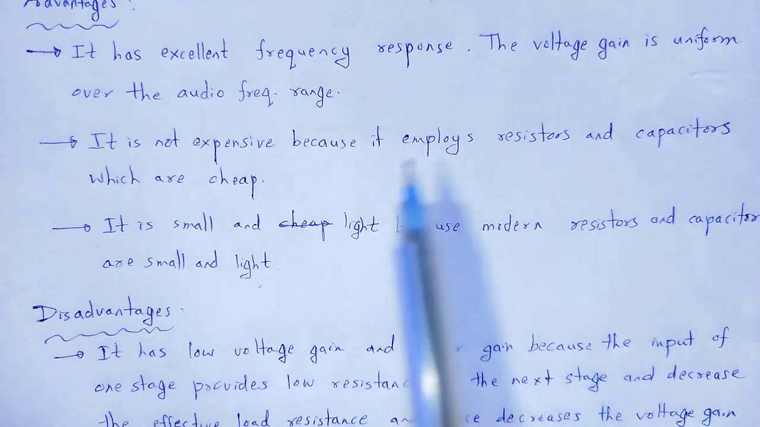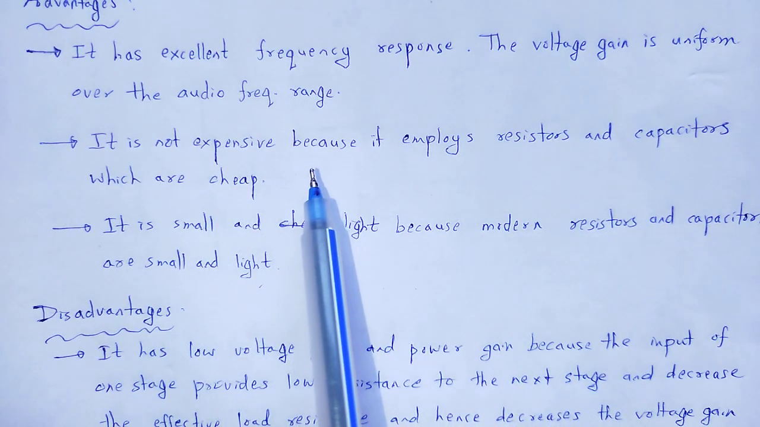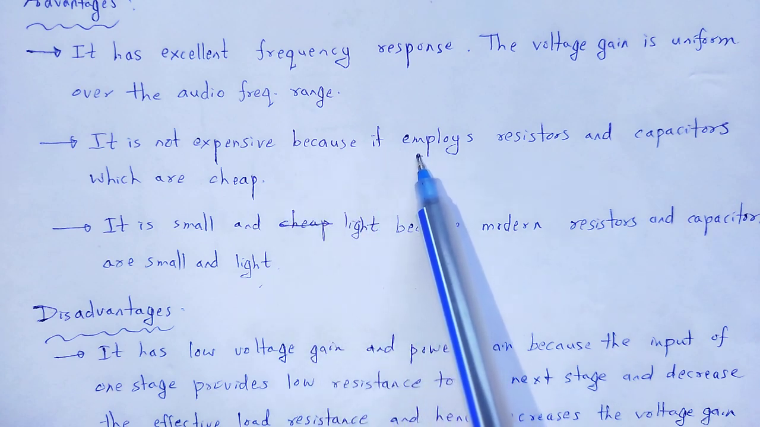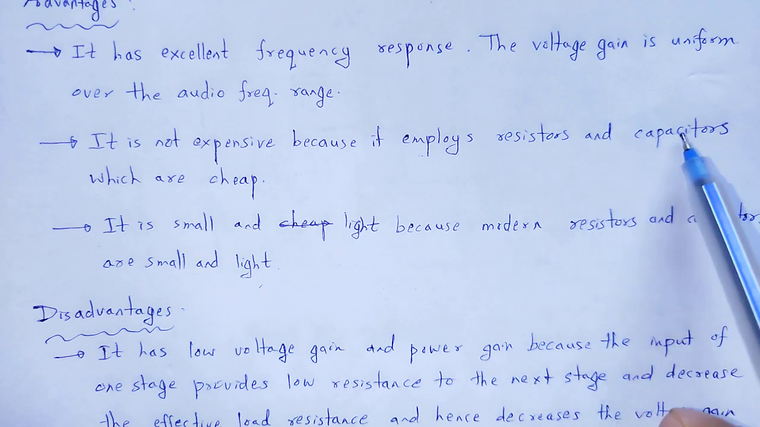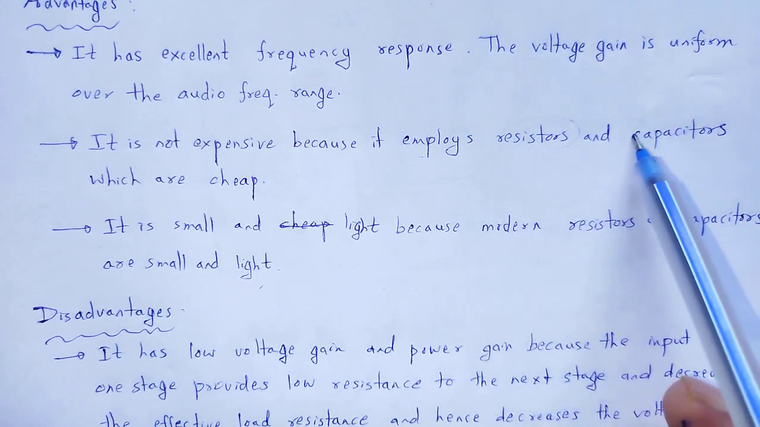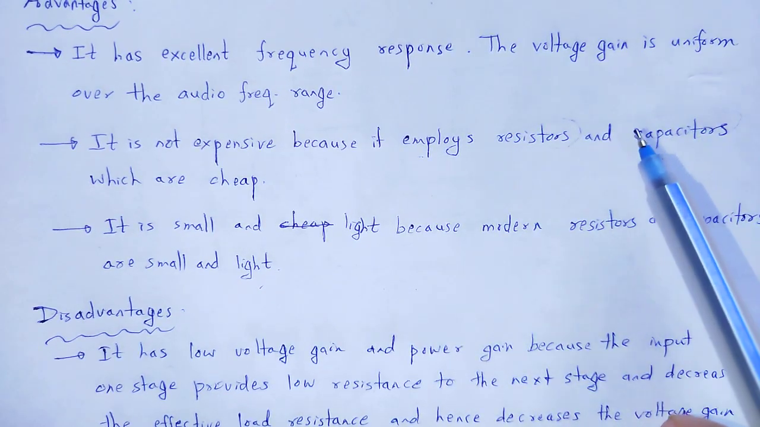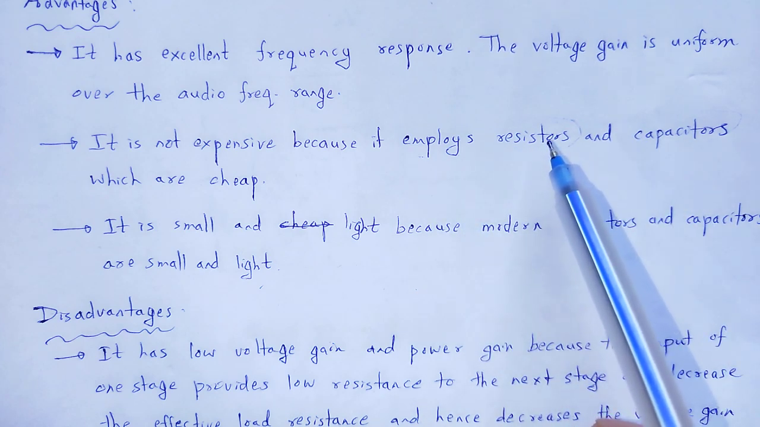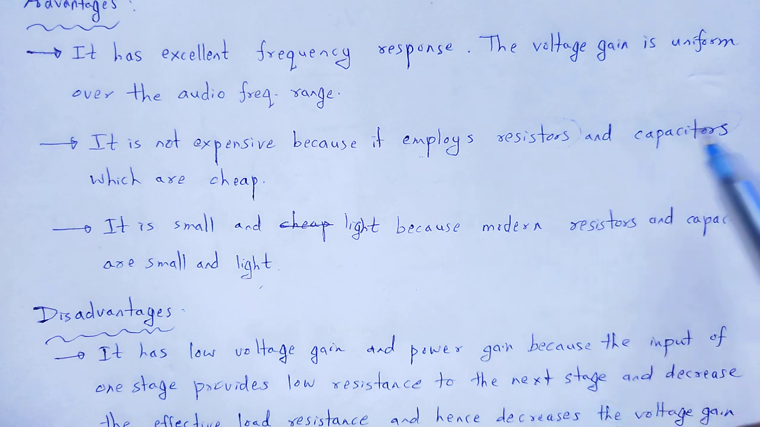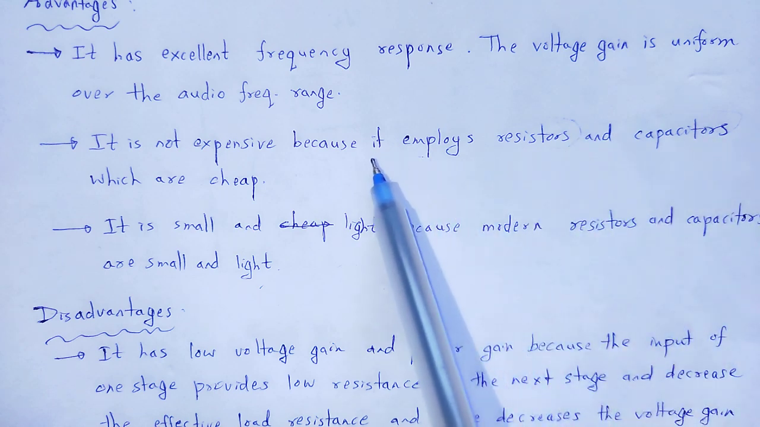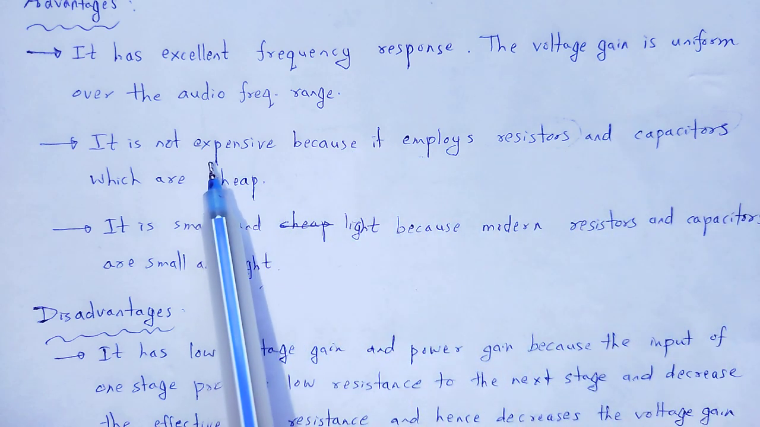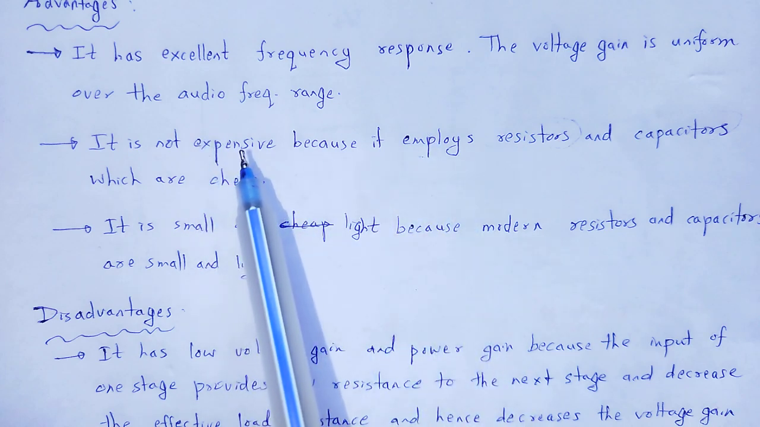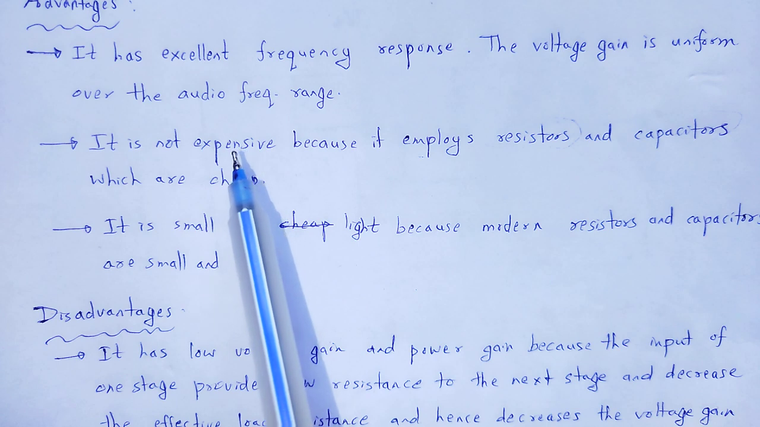Next advantage, it is not expensive. Why? Because it employs resistors and capacitors, which are cheap. With a small expenditure we can buy resistors and capacitors. So, for that reason the RC coupled amplifier is also cheap.